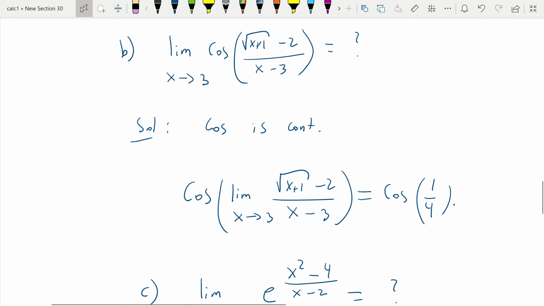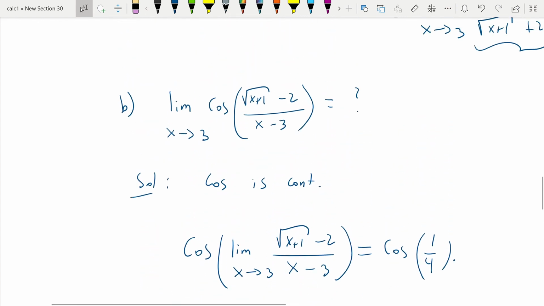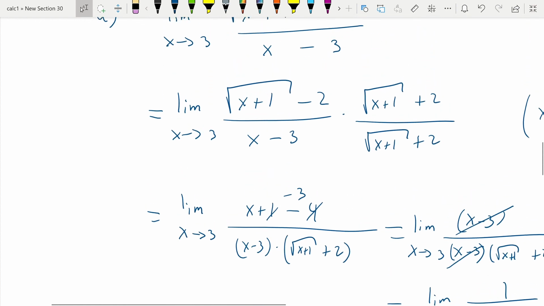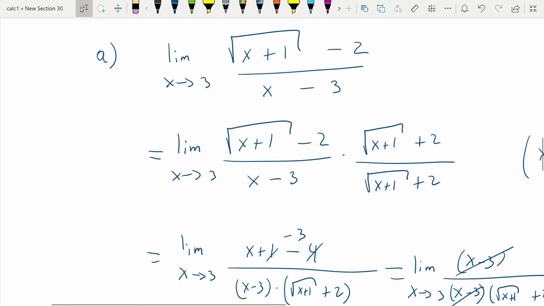There will also be a problem about computing limits involving radicals, where you have to multiply by the conjugate or do something similar in order to avoid having to plug in something that will not make sense. And so that's another kind of problem. So this one over here, like problem A, will surely be in the exam.